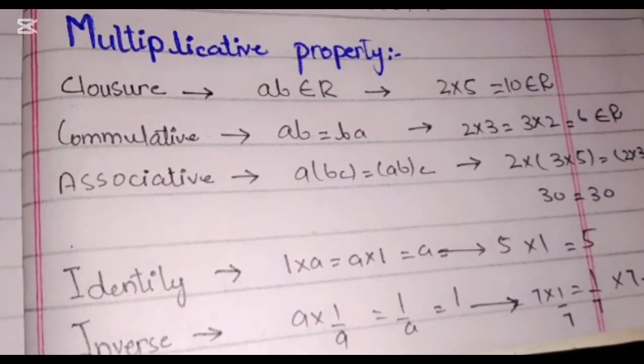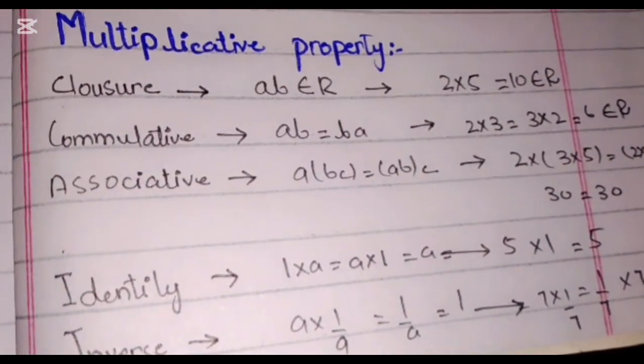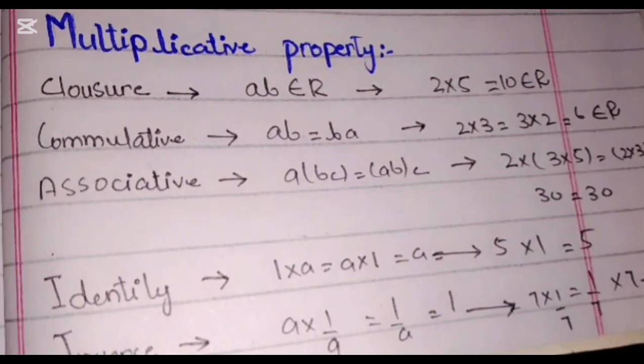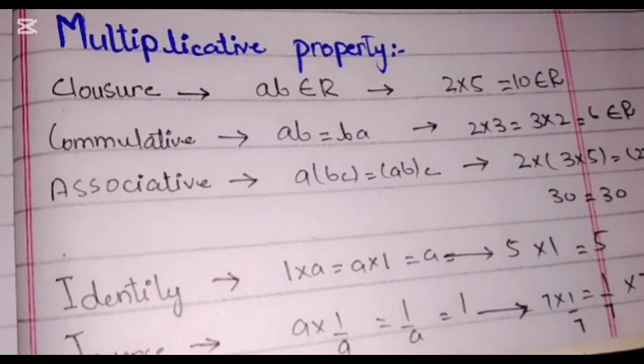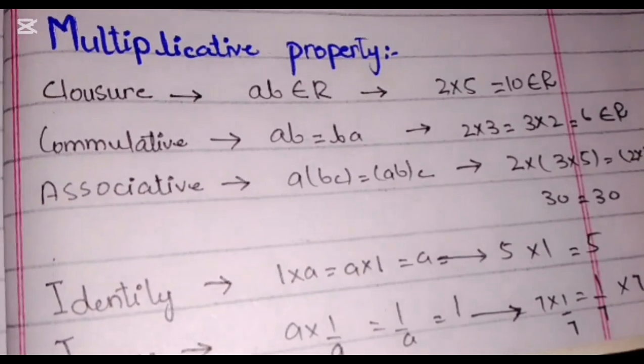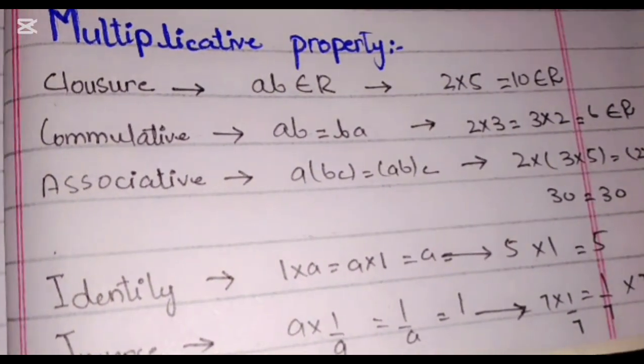First of all, the first property is the Closure property. In the Closure property we multiply two real numbers and get the answer as a real number. For example, we multiply 2 into 5 and then we get the answer 10, which also belongs to the set of real numbers.